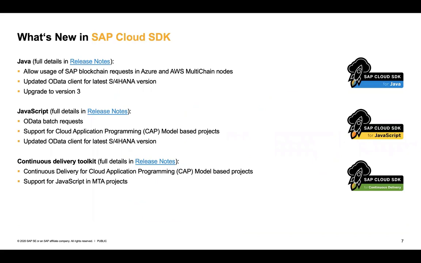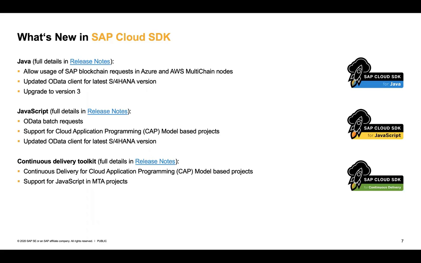What happened in the last weeks? We worked on different topics. On the Java side, we extended our blockchain support, allowing now to use blockchain nodes on Azure and AWS natively. As usual, we are updating and following the latest S/4HANA API updates. Have a look at the last point here. It's encouraged for you to update to version 3 if you haven't done yet, because version 2 is already in maintenance mode.